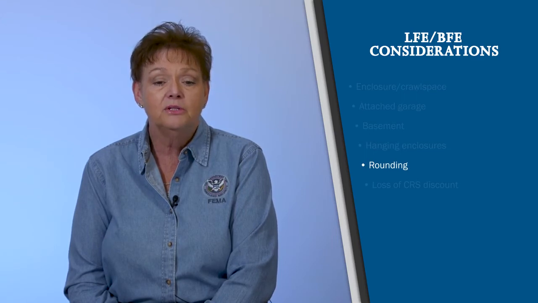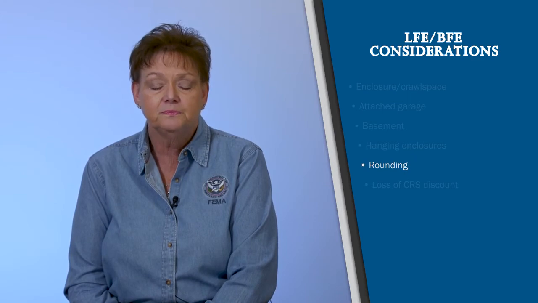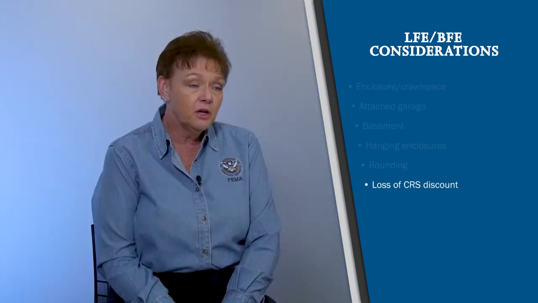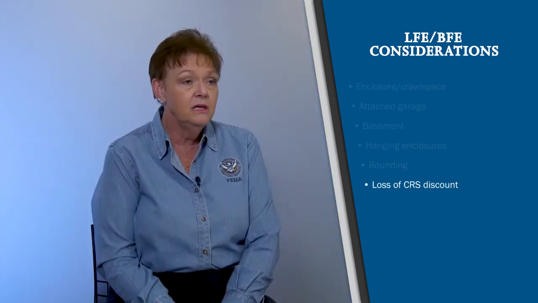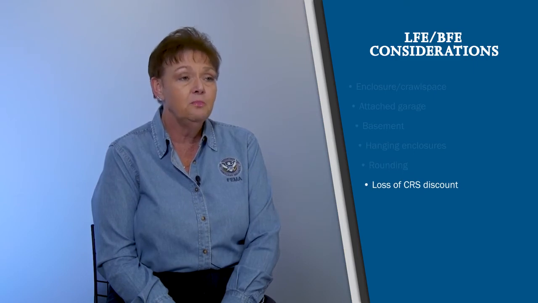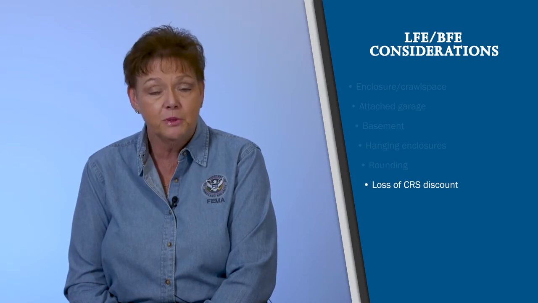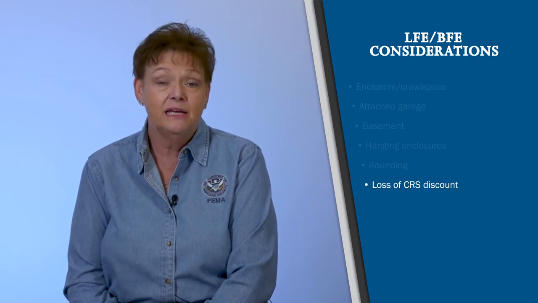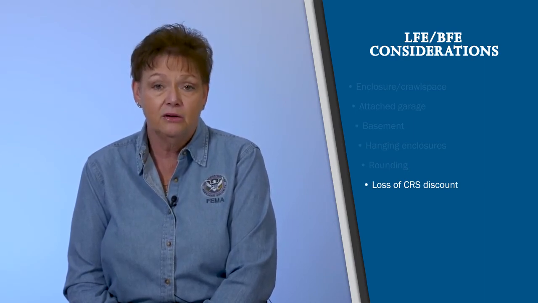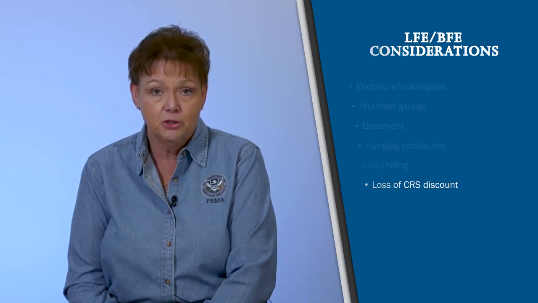Just like rounding in rating, we round to the nearest whole foot when we're looking at elevation difference. And of course, if the community is a CRS community, if that policy is rated -1 or greater, -1, -2, -3, it does not get the CRS discount that everybody else is enjoying.